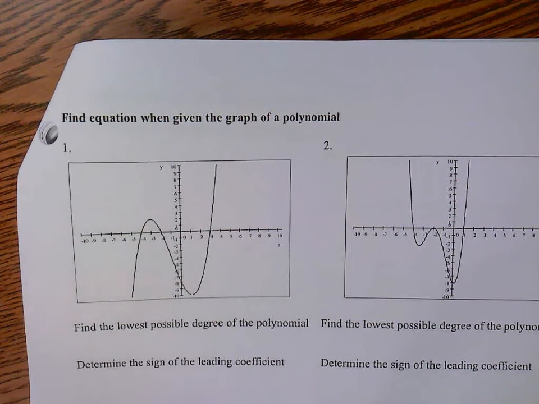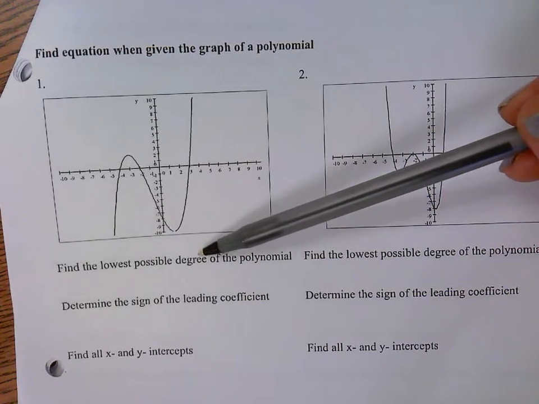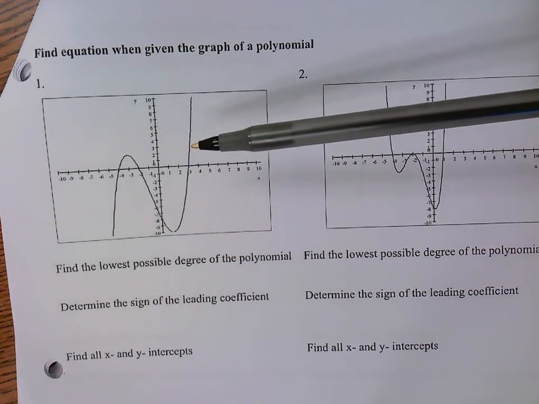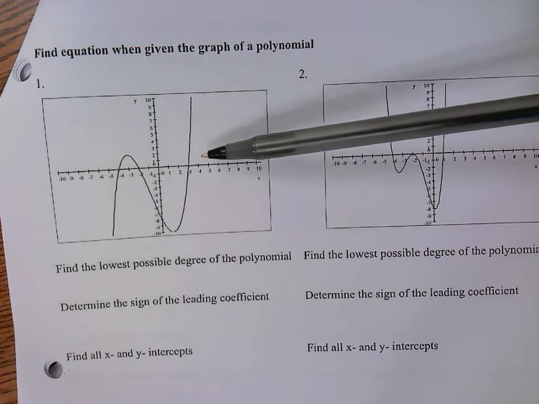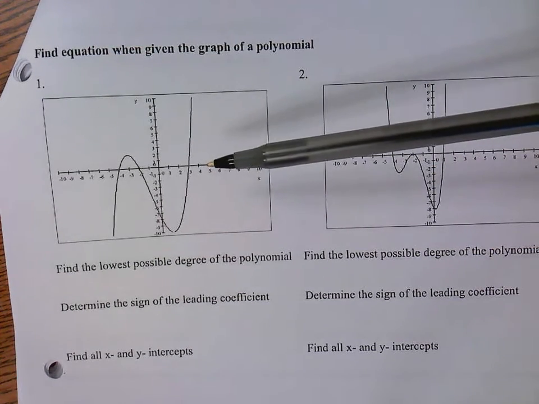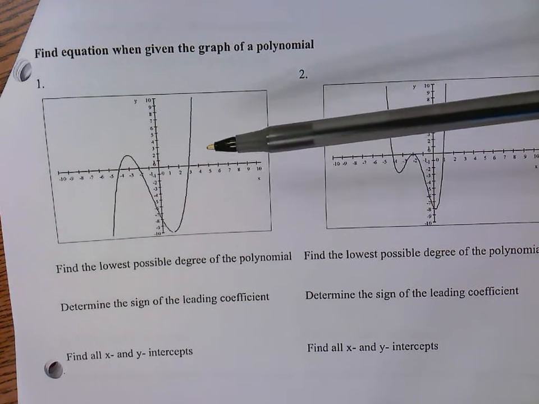So we are on the last page of 506. All right, so tell me something. It says find the lowest possible degree of this polynomial. Could this be a linear function? Start from the bottom and work your way up. Could this be a quadratic function? How do you know this is not quadratic? It would have to be just a U-shaped graph, right? Could it be a cubic function?